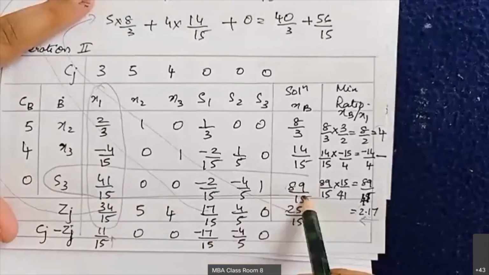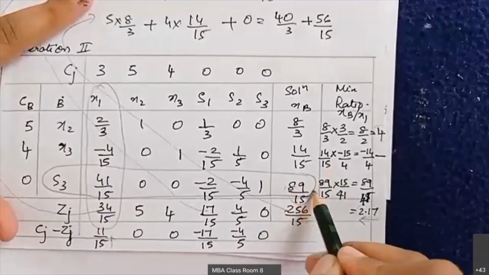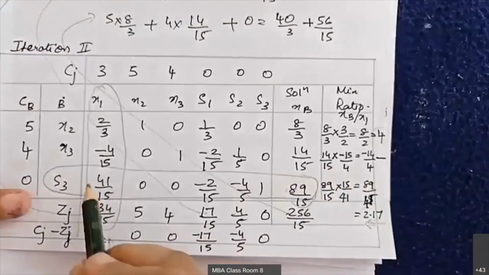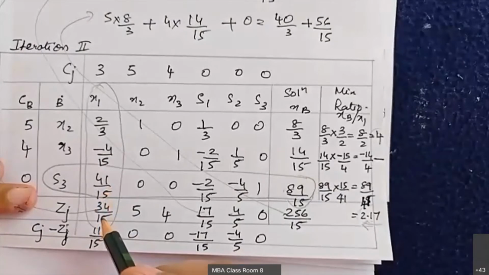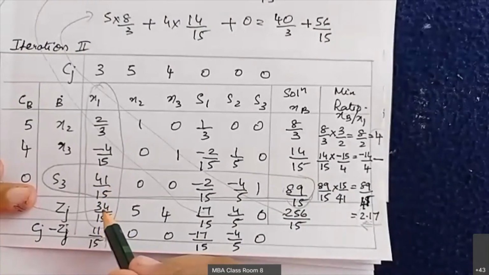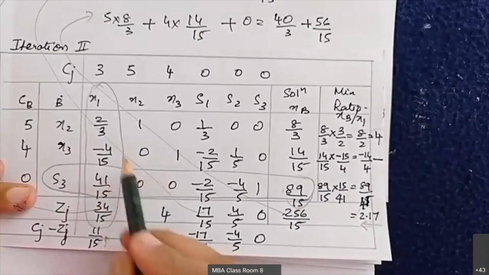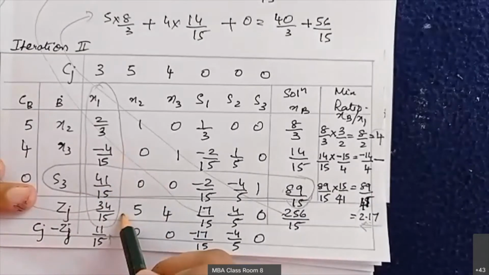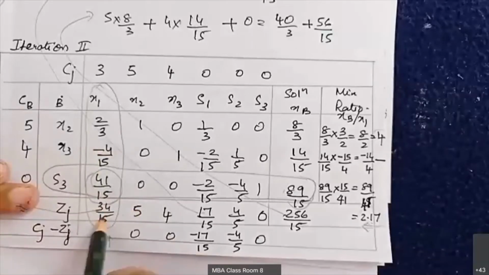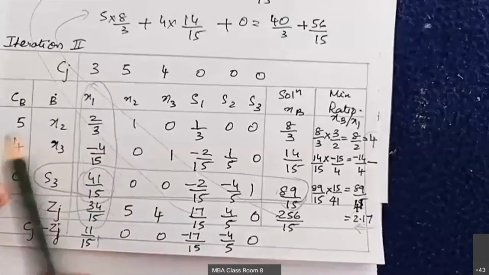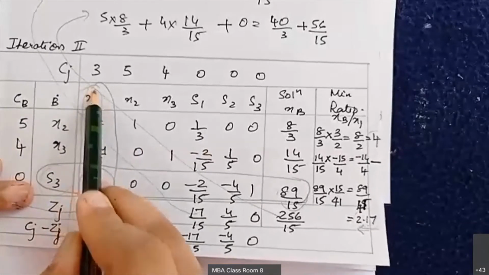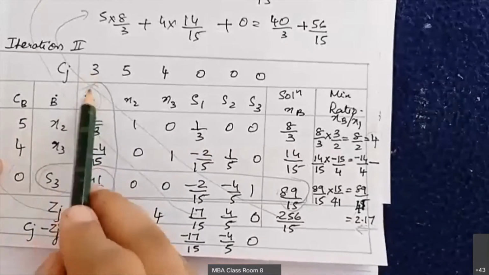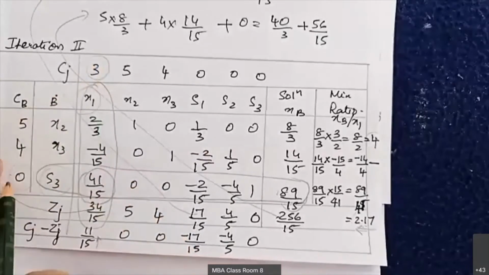Quickly tell me which is the key element. How do we check the key element? 41 by 15. Yes, 41 by 15. The intersection of the two vectors is called the key element. In the next simplex table, instead of S3, X1 will take the place, and instead of 0, the coefficient of X1 is 3. So 3 will take the place of 0.